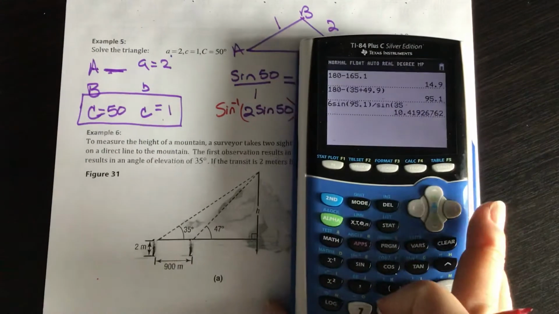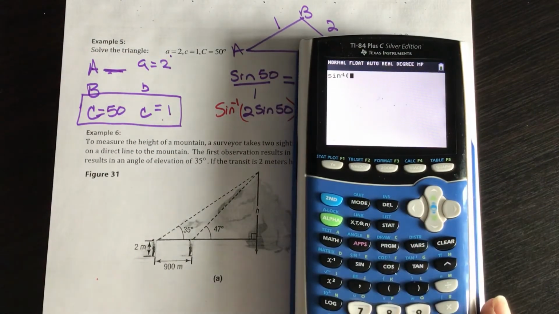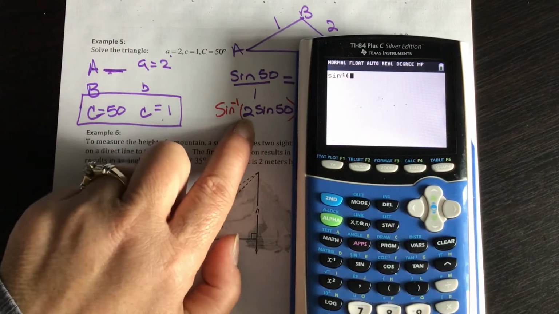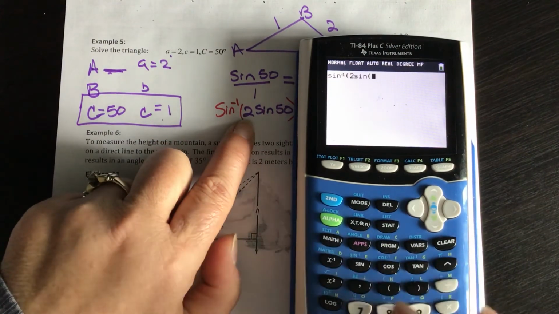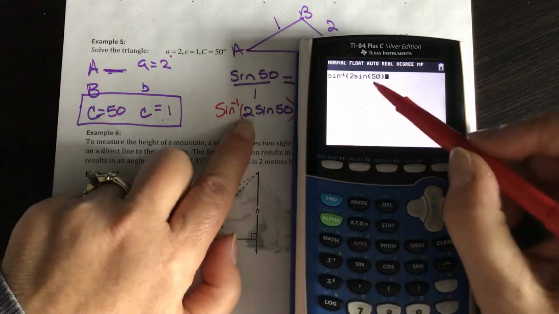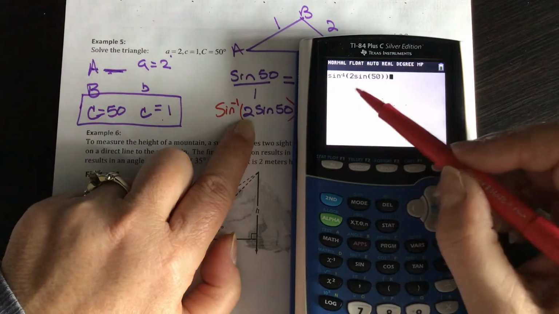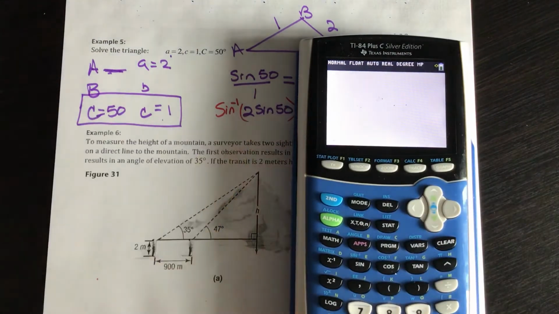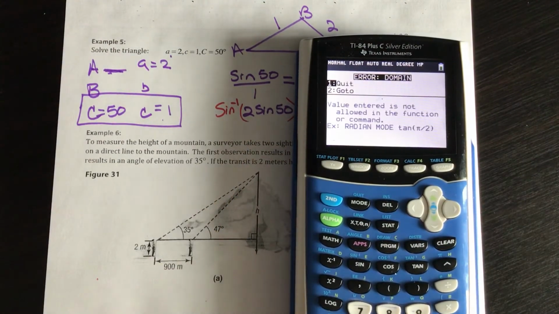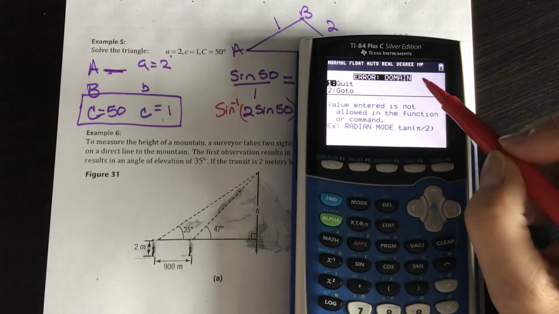On my calculator, I'll do inverse sine of 2 sine 50, close the parentheses and close the parentheses again. I've got 2 sets of parentheses here. And I get an error message. Okay, and my error is something to do with the domain.